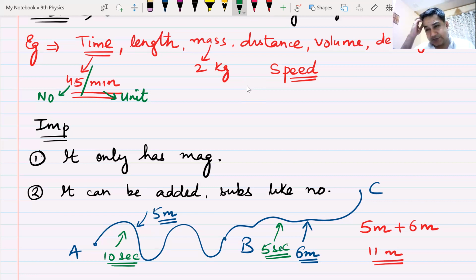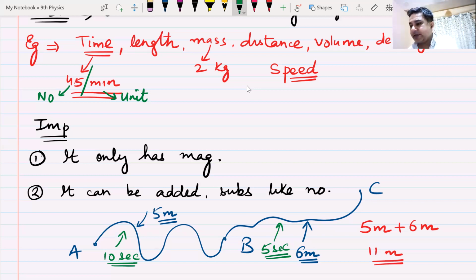Do we understand this? Yes, sir. So how have we done this? We have simply added 10 with 5, or 5 with 6, whether it's meter or second or kg, it doesn't make any difference. We have our answers, correct?